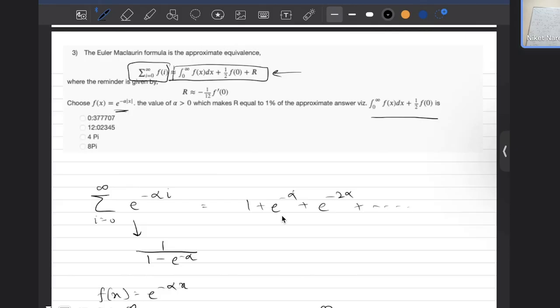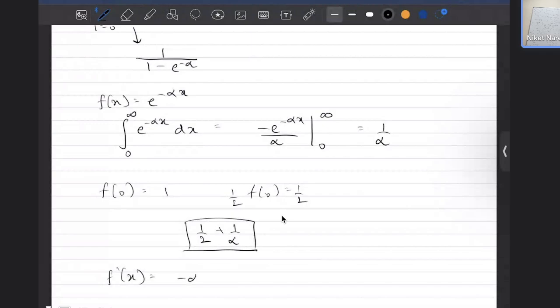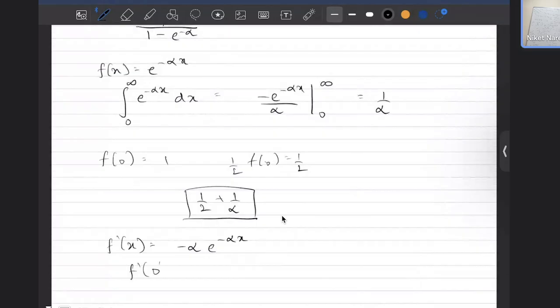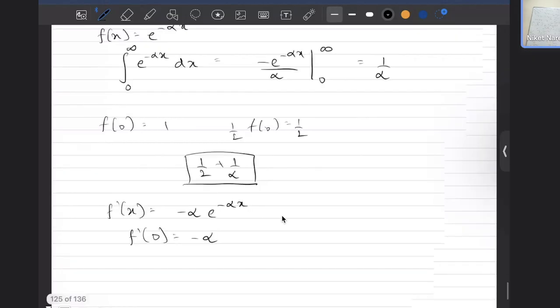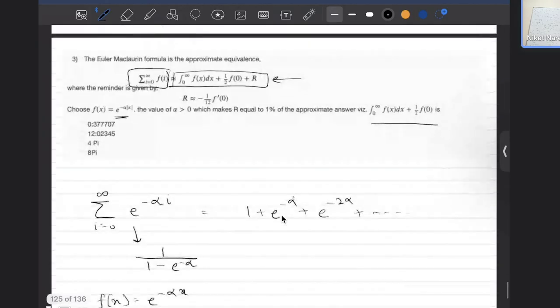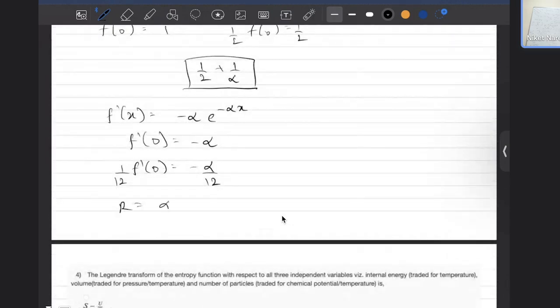And the error is, firstly I have to calculate f prime of x. What is f prime of x? Minus alpha e raised to power minus alpha x. f prime of 0 is equal to minus alpha. 1 by 12 into f prime 0 is equal to minus alpha by 12. This is my error. So error is generally a modulus, right? And you have a minus sign also anyway. So error is equal to alpha by 12.